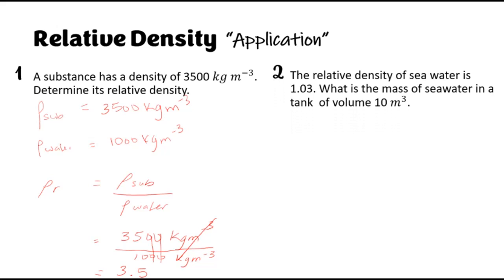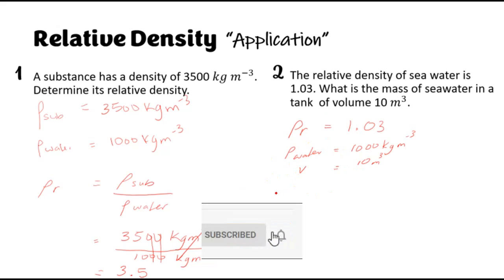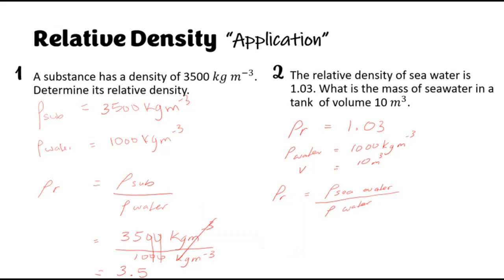Let's go to question 2. The relative density of seawater is 1.03. What is the mass of seawater in a tank of volume 10 cubic meters? So let's record what we have. Okay, so now we have the density of seawater. We now need to plug that in our equation.